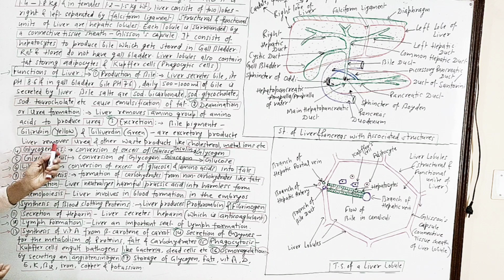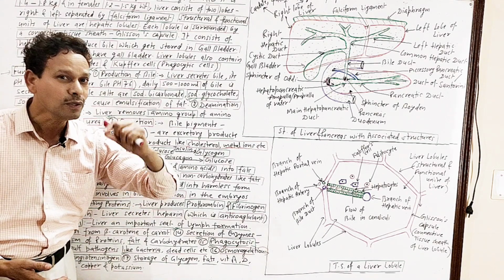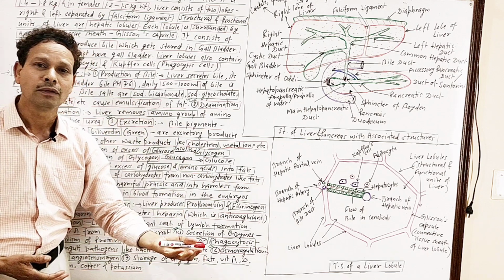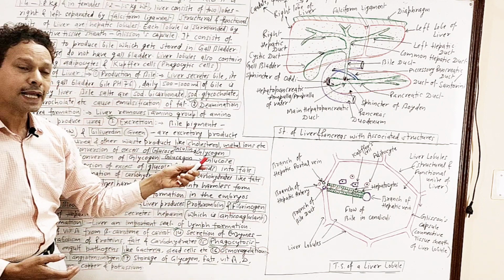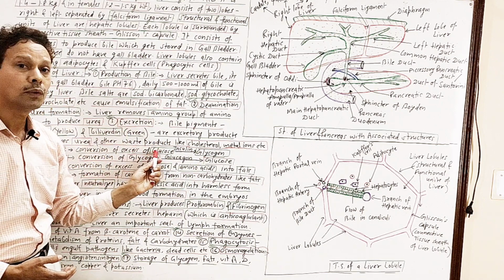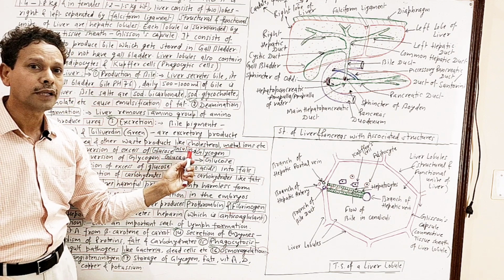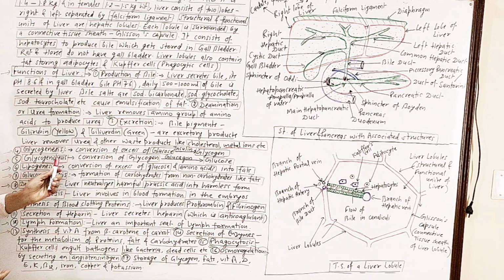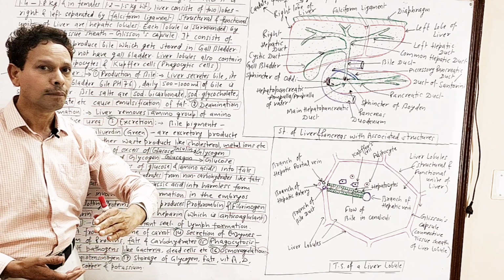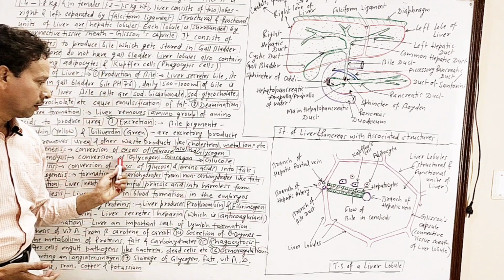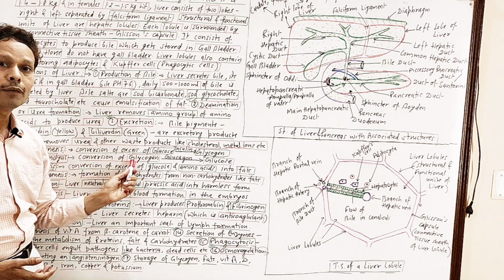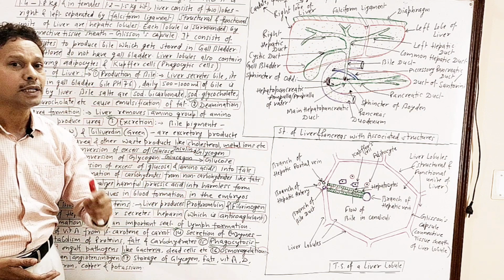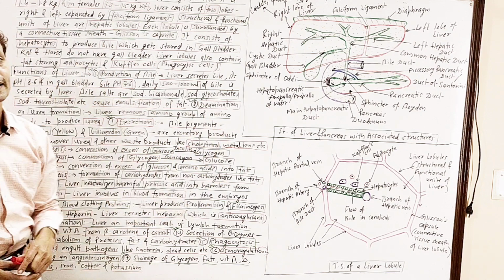Next point is glycogenesis. Dear students, glycogenesis means liver is involved in the synthesis of glycogen from glucose. Means excess glucose is converted into glycogen in presence of insulin, which is produced by pancreas. Glycogenolysis. Lysis means breakdown of glycogen. Liver also is involved in the breakdown of glycogen into glucose in presence of another hormone, that is glucagon, and this hormone is also produced by pancreas.